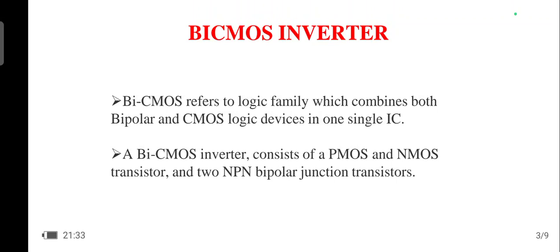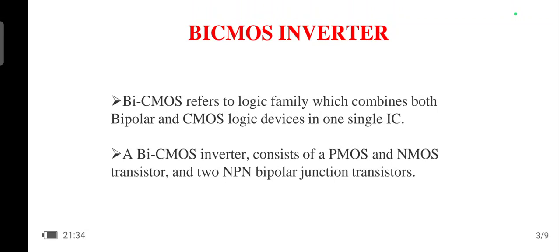Because when we combine both technologies, we can extract the advantages of both. For example, if you take a CMOS device, it has better packing density, that means you can pack many devices in less space. And if you take bipolar technology, it has higher switching speeds, so it works much faster than CMOS technology. That is why, in order to have both advantages, we create a mixed signal IC where both advantages are incorporated in one place.